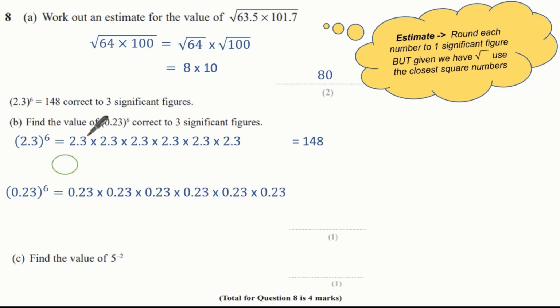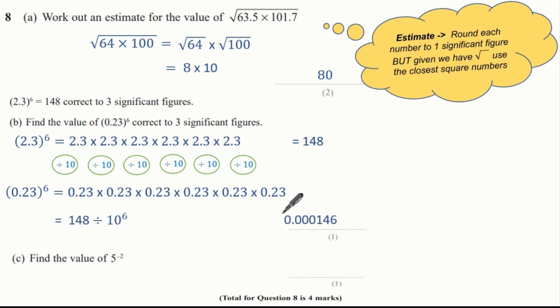So let's find the relationship between what the examiner gave us and what we're trying to work out. Well, we know looking at 2.3, to give 0.23, we have to divide by 10. And for this 2.3 to give 0.23, we divide by another 10. So what we can see is, using what we were given in the exam, we divide each one of our 2.3s by 10 to give us each of our values. So that means we must do 148 divided by 10 to the power 6. This then gives us 0.000148.